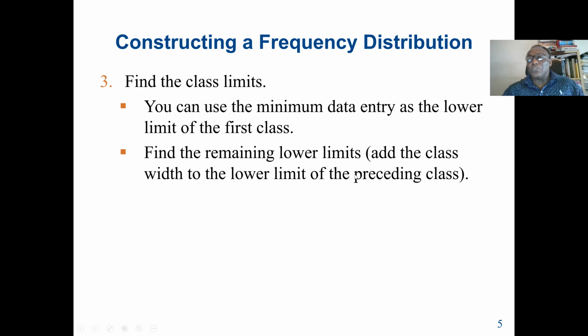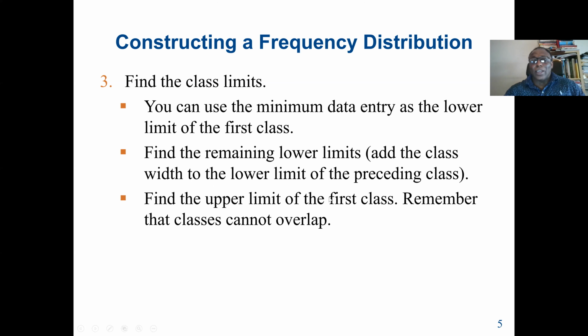So if the classes are 5 and I start from 1 and the width is 6, then I get 1 plus 6, the answer is 7, plus 6 is 13, plus 6 is 19. Those are all the lower limits to the end of the class. Then we go to the upper side. Now find the upper limit of the first class.